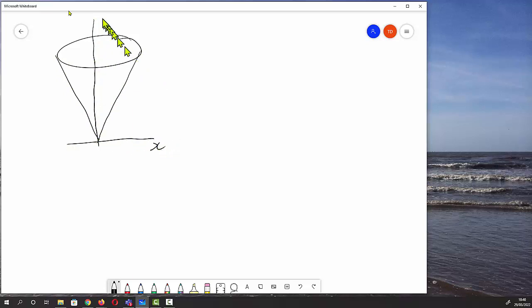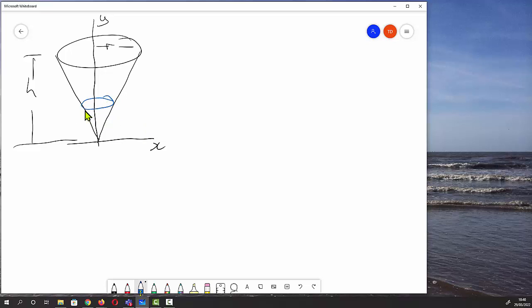This is x, this is y, this is r, which is the size of the cone, this is h, which is the height of the cone. And I'm interested, let's do it in blue, in the volume of water that's in there.